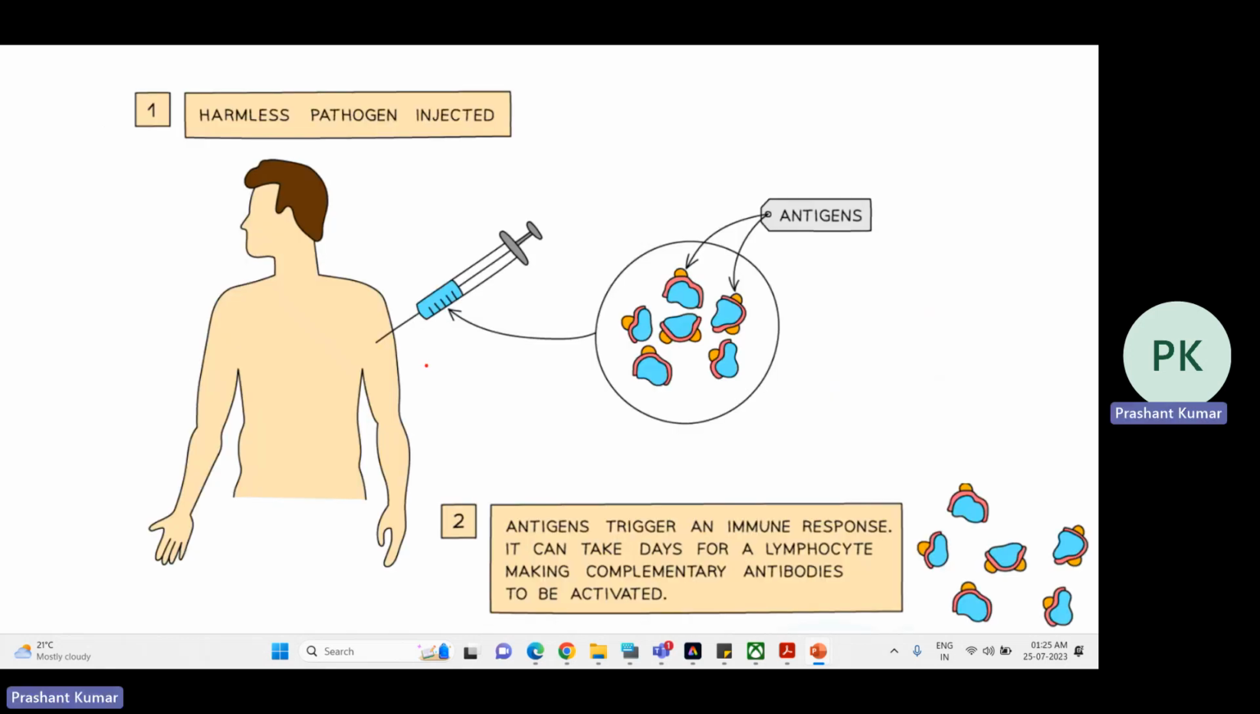So the process is very simple. A harmless pathogen strain is injected. The antigen triggers an immune response. It can take days for a lymphocyte to make complementary antibodies to be activated.